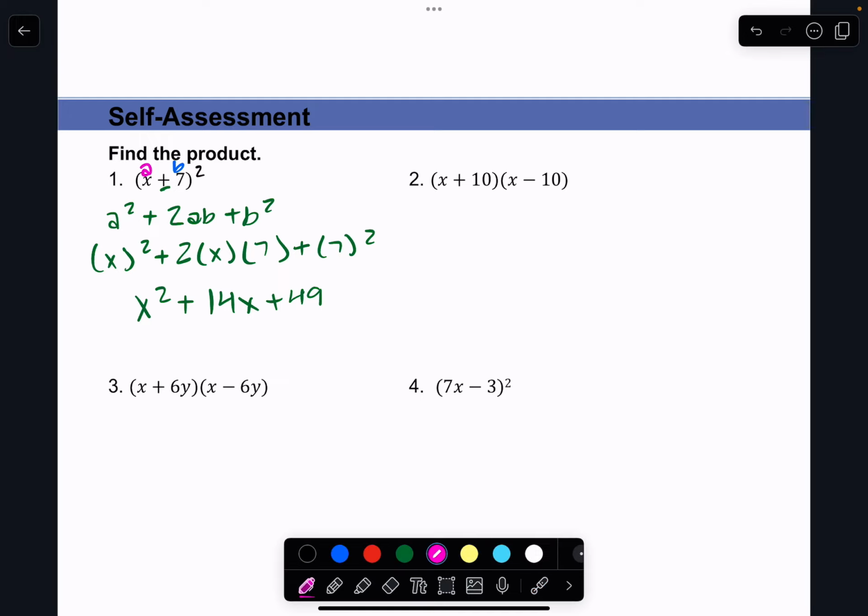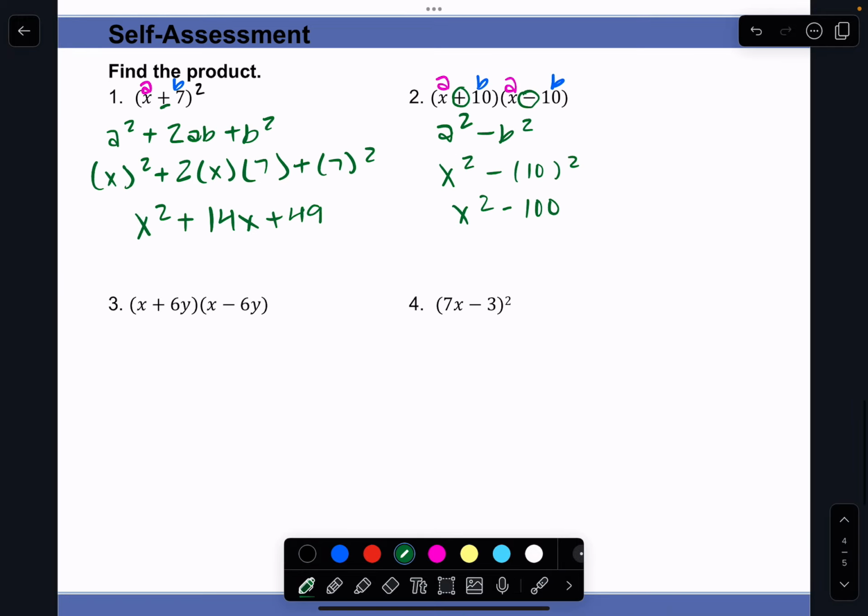With number 2, here's my a, x. Here is my b, 10. And just these signs are the only difference between those. So this is going to be my a squared minus b squared. A squared is x squared, minus b squared is 10 squared, so we will have x squared minus 100.